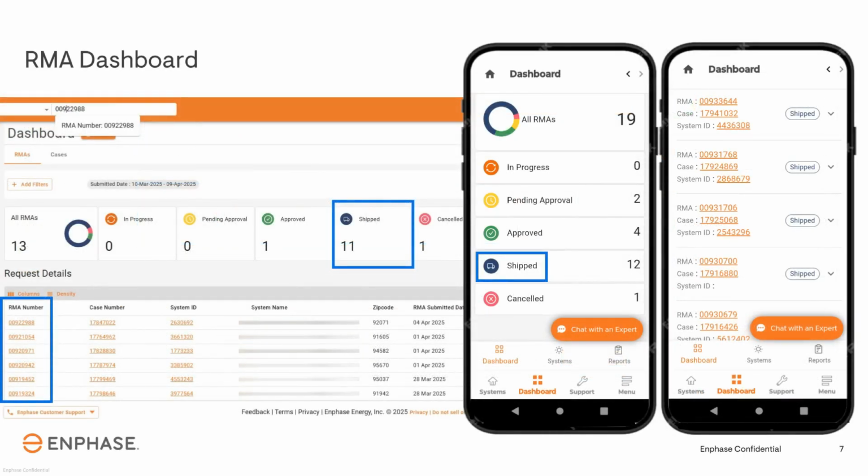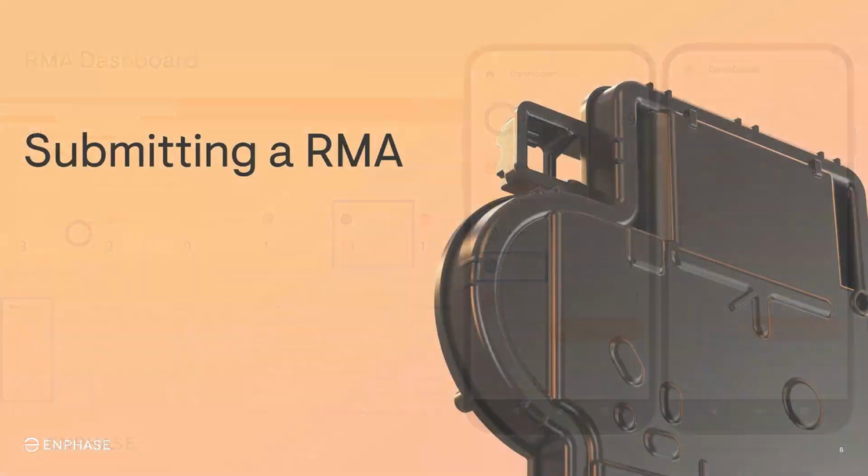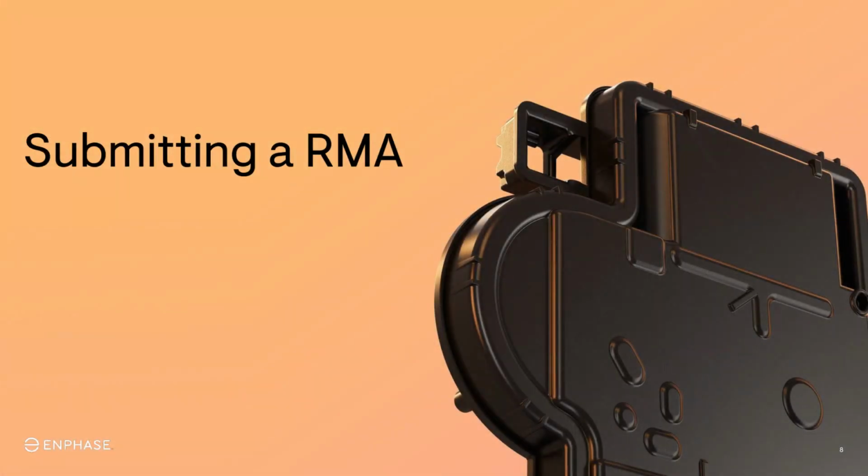The RMAs are grouped by their status type in the RMA dashboard. Clicking the RMA status type will filter the RMAs to that status and display them in the table shown here. In this next section, we will cover how to submit an RMA using the Service Manager dashboard.